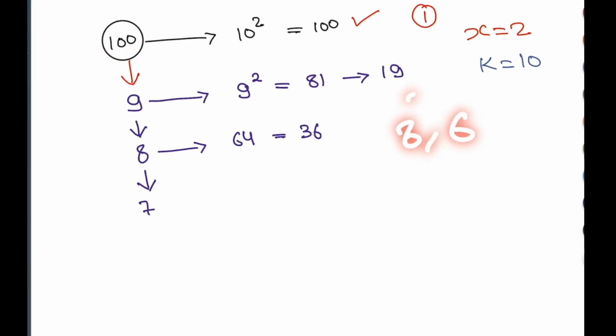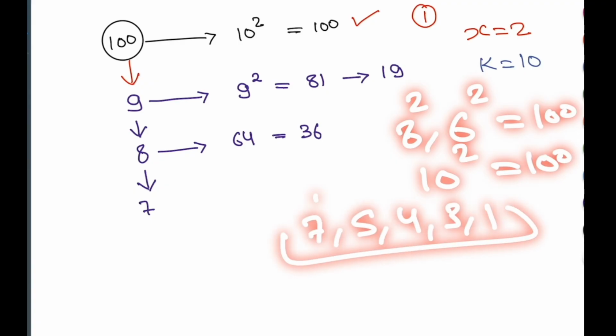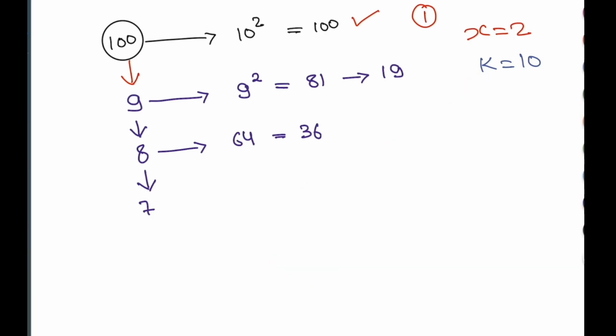We have 8 and 6: 8 square plus 6 square is 100. We have one more answer, which is 10 square is 100. We have 7, 5, 4, 3 and 1. Their squares, taking the sum, will be equal to 100. We have to find all three answers, but all three answers have numbers which are less than or equal to k, which is 10. This is something we are going to calculate first.